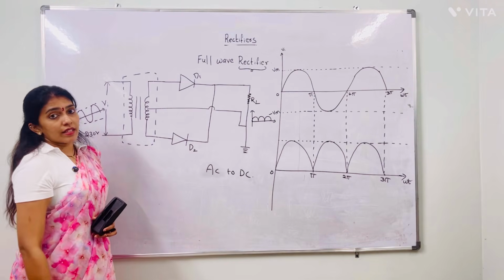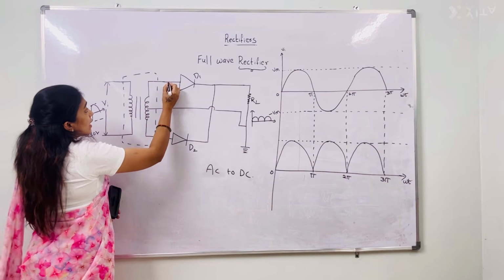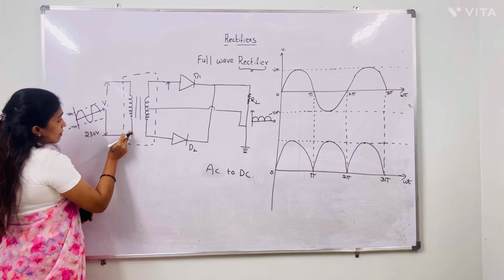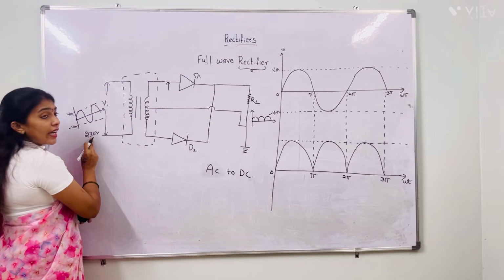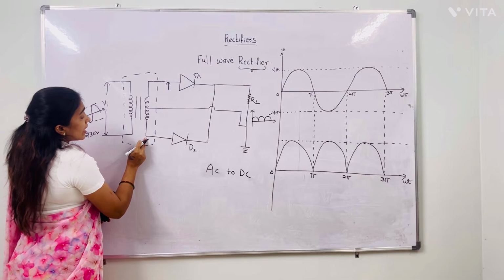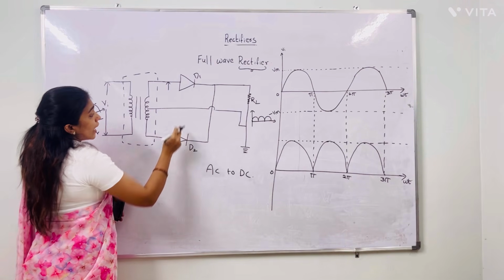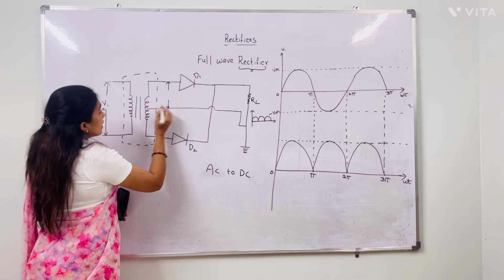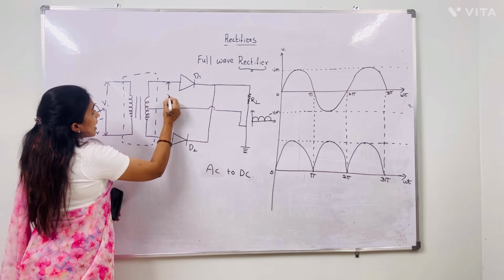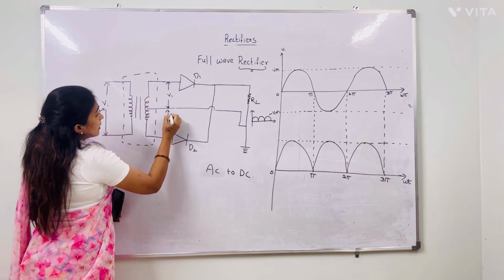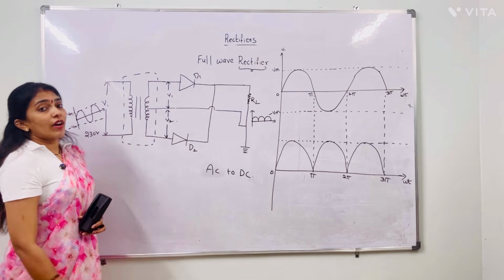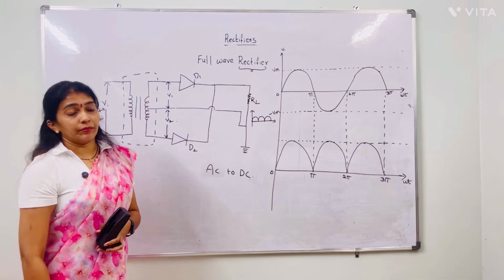tapped transformer. Center tapped transformer means, so this is a primary winding. For this primary winding, we are giving the AC input, and the secondary winding is connected to two diodes. Center tapped means this voltage is shared by the secondary winding for these two diodes equally.